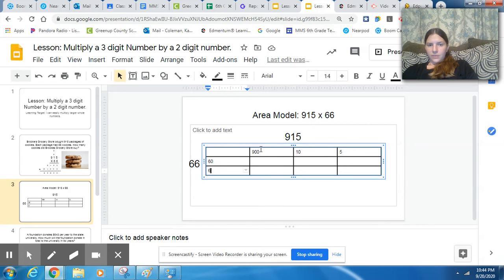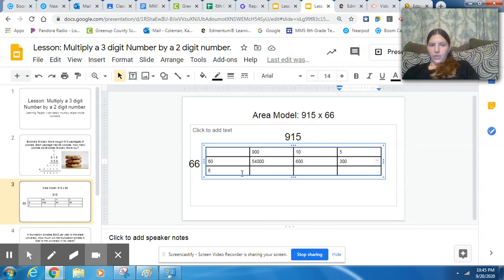60 times 900. Well, 6 times 9 is 54. And I have 1, 2, 3 zeros. So add 3 zeros. I have 54,000. Then I'm going to multiply 60 times 10. 6 times 1 is 6. I have 1, 2 zeros. That makes it 600. Then 60 times 5. 6 times 5 is 30. I have 1 zero at the end. I'm going to add a 0. That makes it 300.